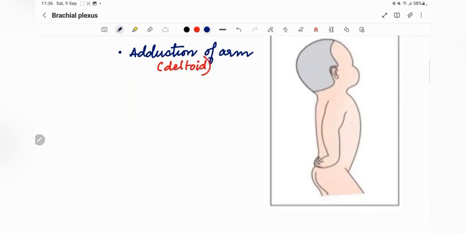Next feature we can see here is a medial rotation of the arm. This occurs due to the paralysis of the supraspinatus, infraspinatus and the teres minor.